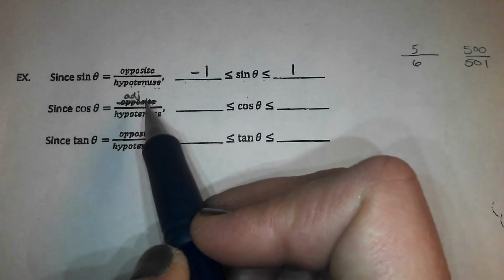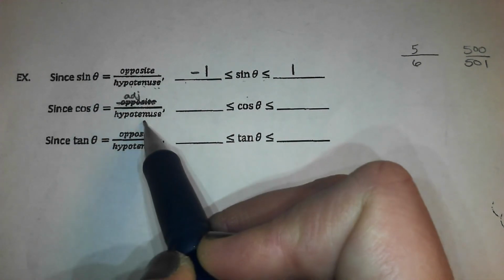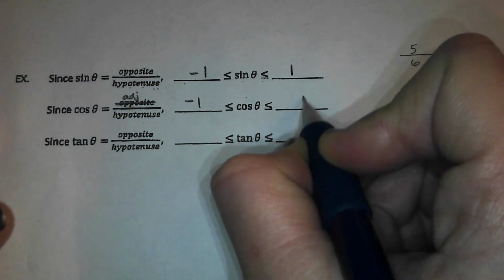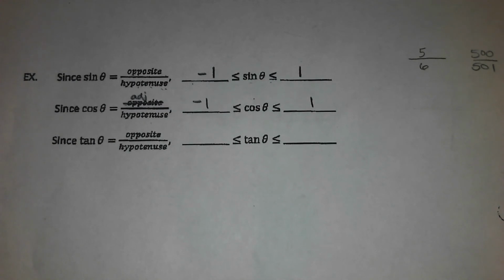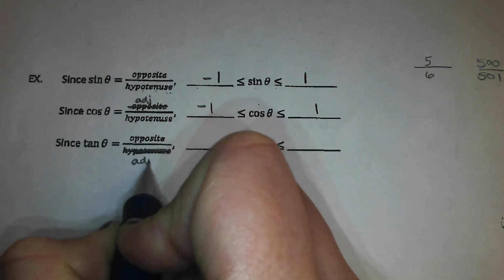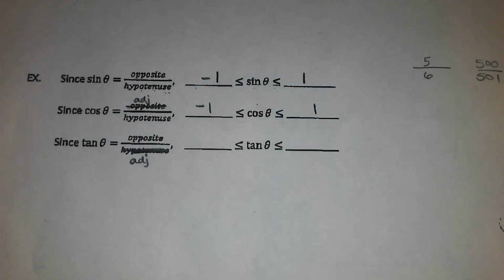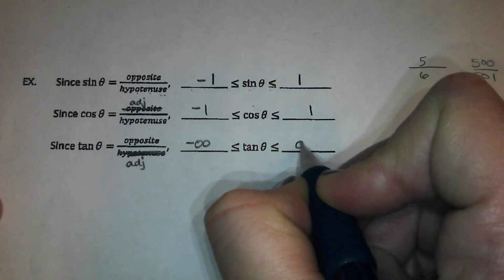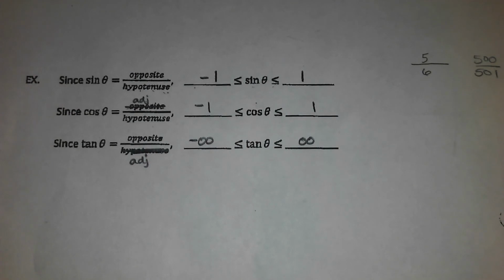But anyway, adjacent is a leg over a bigger hypotenuse. So for cosine, it's going to be the exact same thing: negative 1 to 1. And tangent is opposite over adjacent. Now that can go either way, right? The opposite leg could be bigger than the adjacent, or the adjacent leg could be bigger than the opposite. So there's really no restrictions on tangent. It will go from negative infinity to infinity. That can go any way.